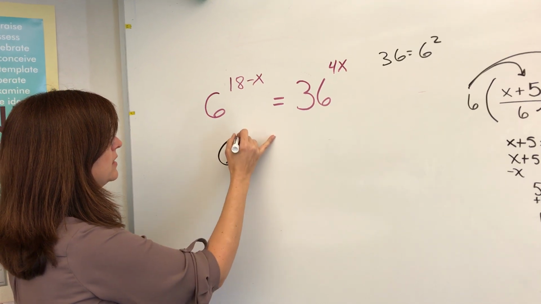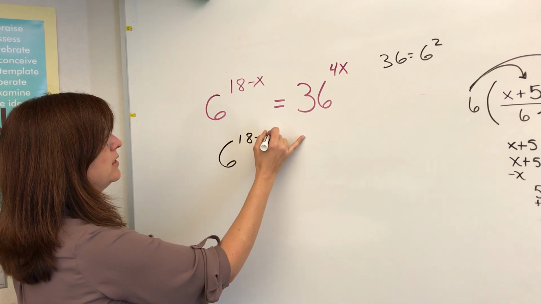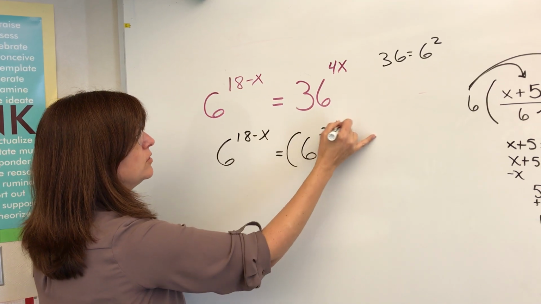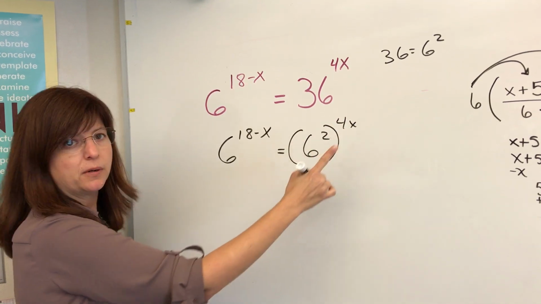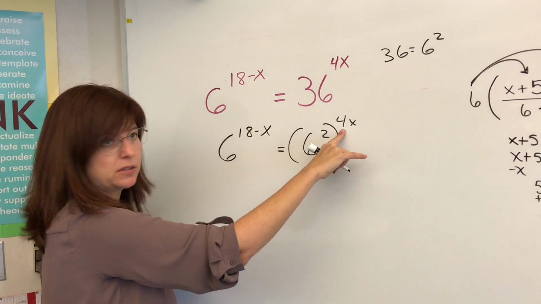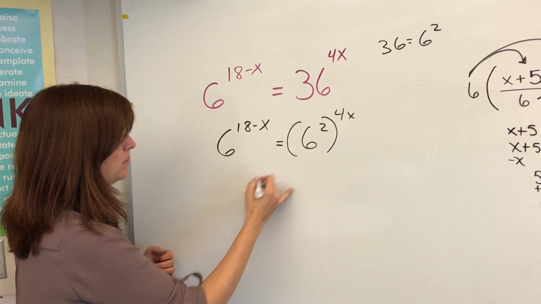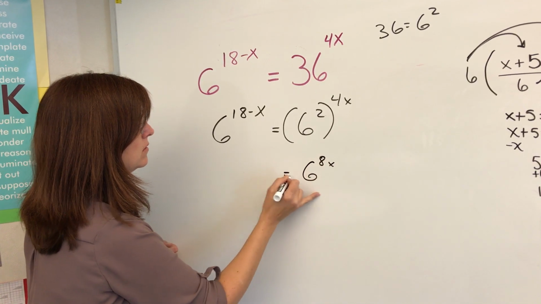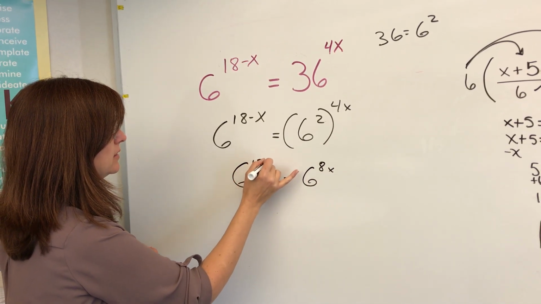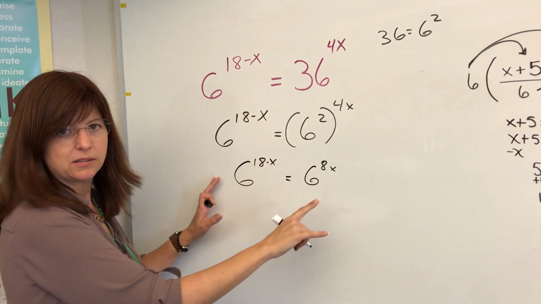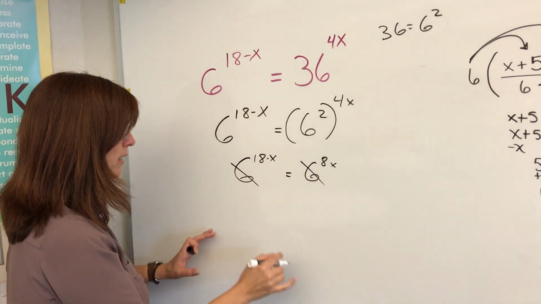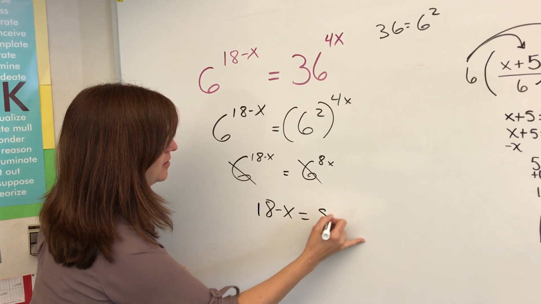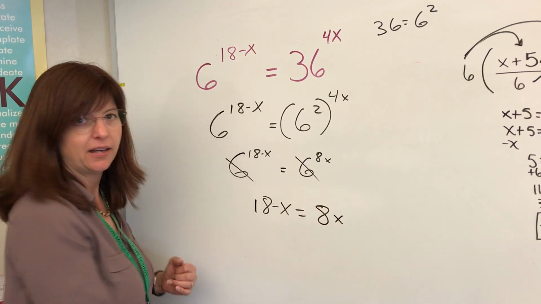So for my second line, I'm going to write 6 to the 18 minus x is equal to 6 squared to the 4x. Because of properties of exponents, I'm going to multiply a power taken to a power. So this was basically 6 to the 8x and 6 to the 18 minus x. So now that my bases are the same, I can drop the bases. And then I get 18 minus x equals 8x.